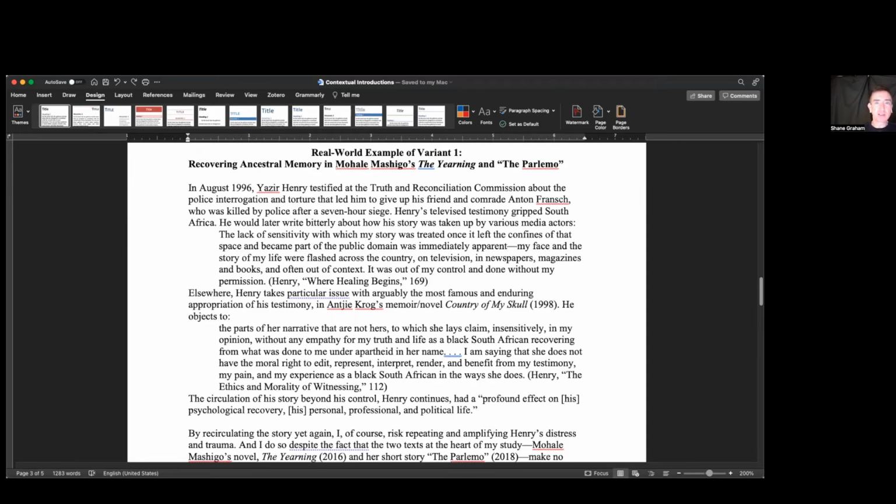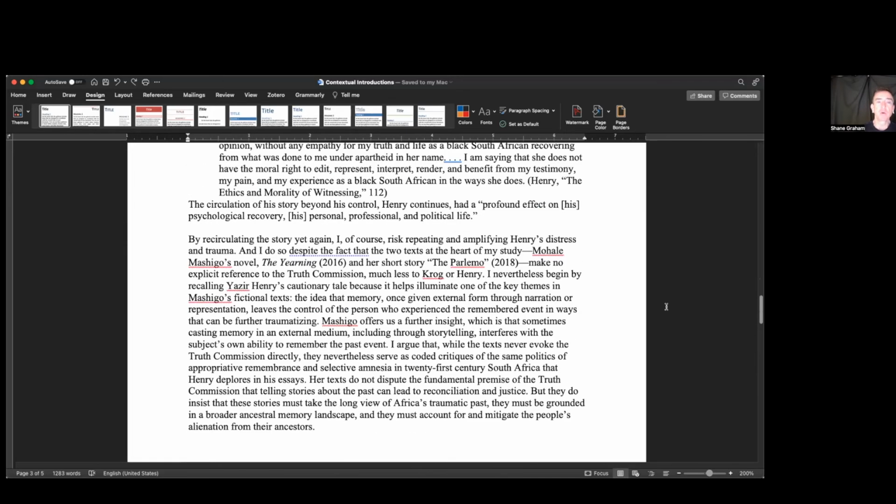An impatient reader might say, what does this have to do with Mashiko, with the novel and the story? And so I try to anticipate that objection. By recirculating the story yet again, I of course risk repeating and amplifying Henry's distress and trauma. And I do so despite the fact that the two texts at the heart of my study, Mashiko's novel The Yearning and her short story The Parlemo, make no explicit reference to the Truth Commission, much less to Krog or Henry.